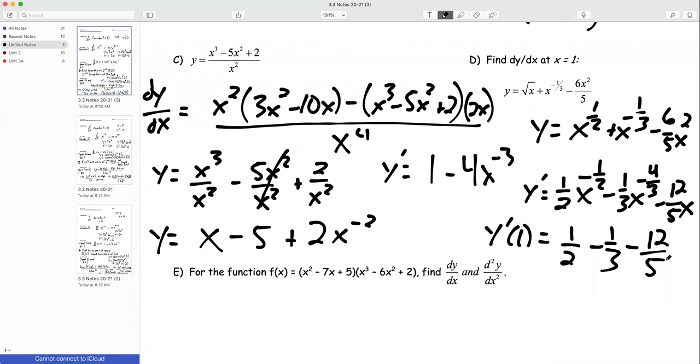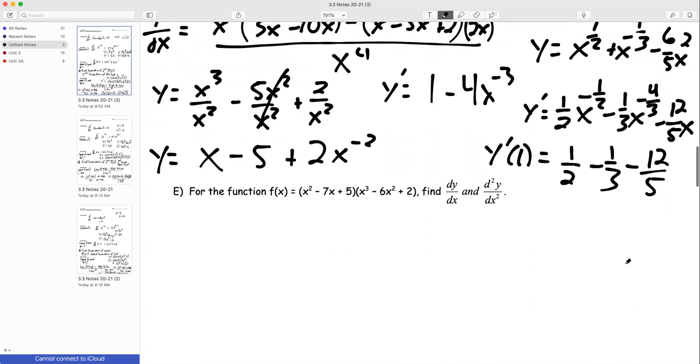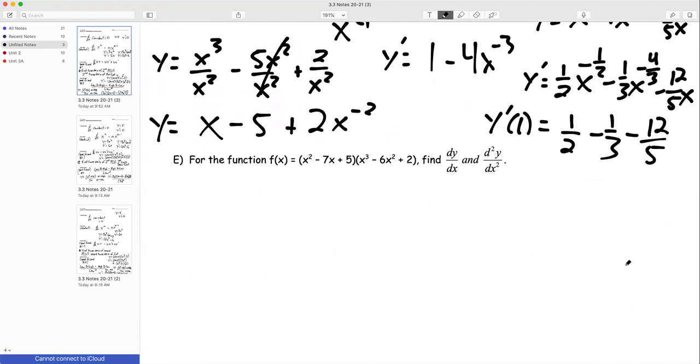All right, well, let's look at this one. For the function f of x equals x squared minus 7x plus 5 times x cubed minus 6x squared plus 2, it says find dy dx. So here I'm going to use my good friend number 1, the product rule. Don't look. What's the product rule? The product rule.